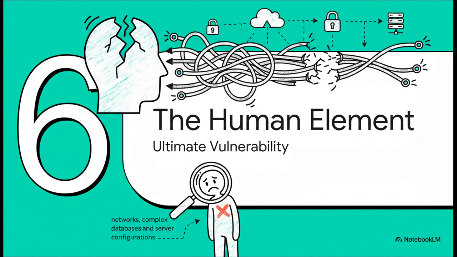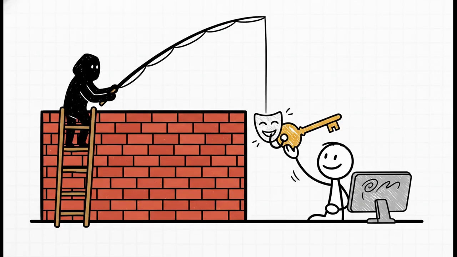And finally, Phase 6, the human element, the ultimate vulnerability. We've talked networks, we've talked complex databases, we've talked server configs. But honestly, the sad, undeniable reality in cybersecurity is that the absolute weakest link in any organization is almost always us, the user. And that is exactly where the Social Engineering Toolkit, or SET, comes into play. This tool completely bypasses multi-million-dollar firewalls by just exploiting human trust.